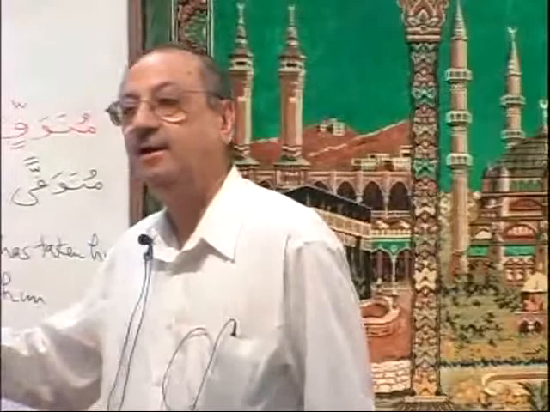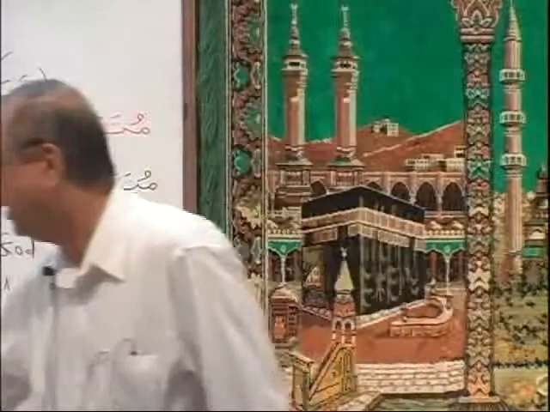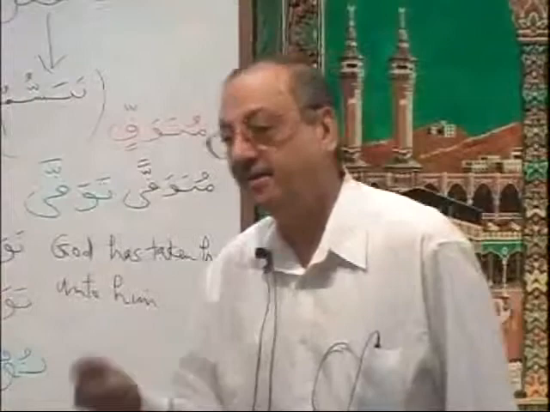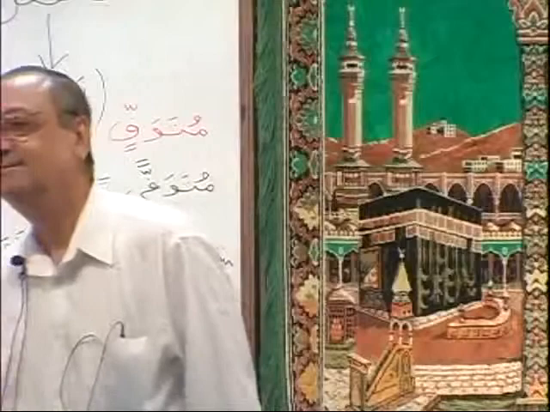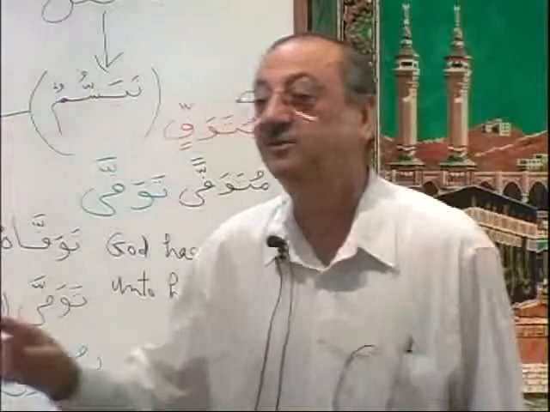Faghfir lana zunubana wa kaffir anna sayyiatina wa tawaffa. Fi'lu amrin mabniun ala hadfi harfi illa. Where is the fa'il? Mustatir, takdiruhu anta. He's in front of you. Anta is listening to you. And what is this? Na, mafulun bihi. Us. And what is mal abrar? Zarf and mudaf ilayhi. The abrar, pious people, righteous people.